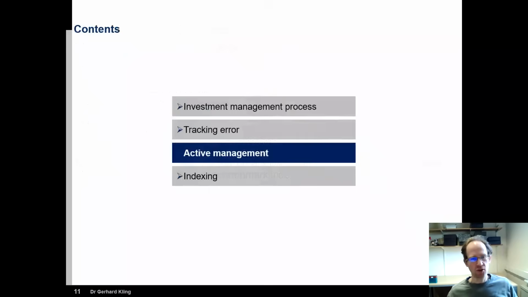Good, so in the live session, as I said, I will go into the active management. I will show you a real example of a model which I constructed to follow active management strategies in the context of fixed income securities.